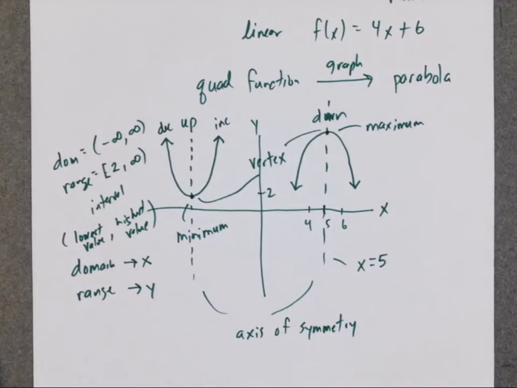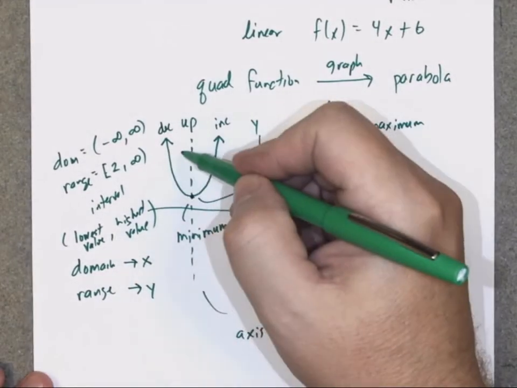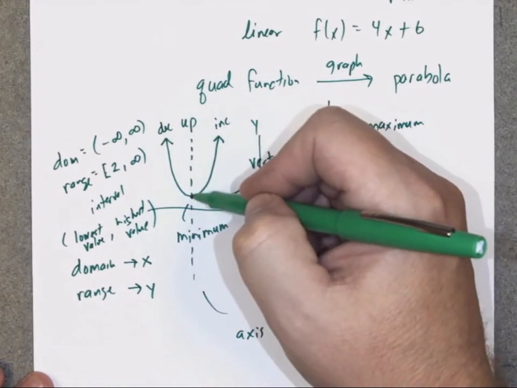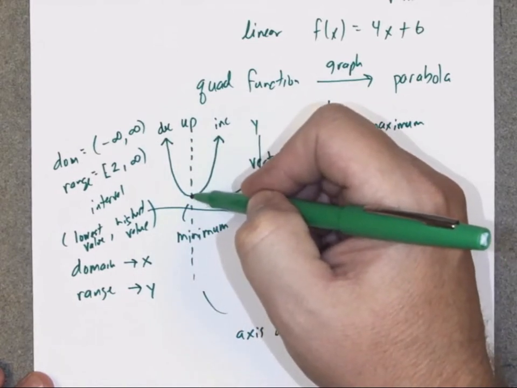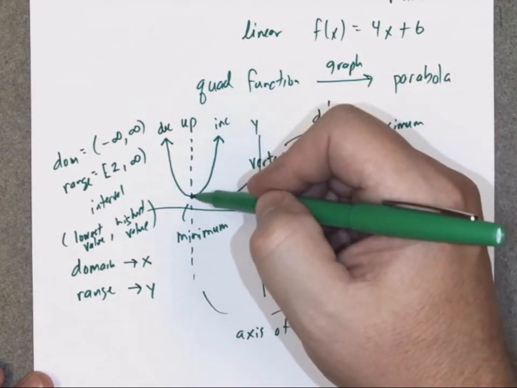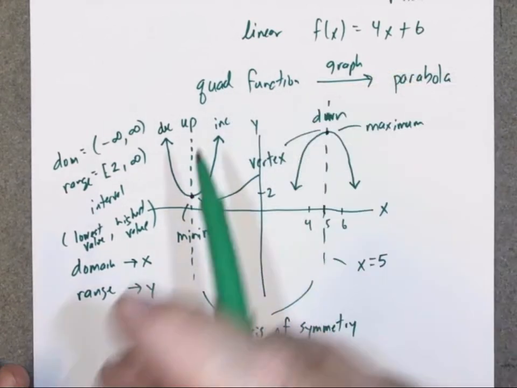And you'll see when we do a problem in a minute, I would write the interval for negative infinity to this point right here, my vertex. That's the decreasing part. And the increasing part is going to start at my vertex, and it's going to go on to infinity.